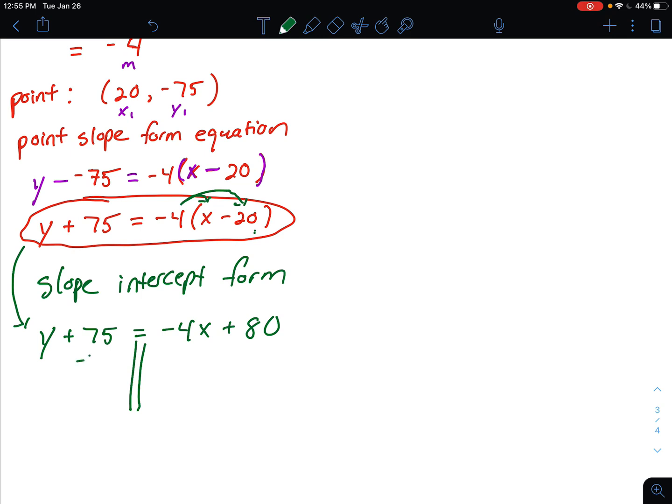Okay, and then we're going to get y by itself. We're going to solve this for y. So I'm just going to undo that adding of 75 and subtract it from both sides. So now we have y by itself. And let's combine like terms over on the other side. 80 minus 75 is 5.